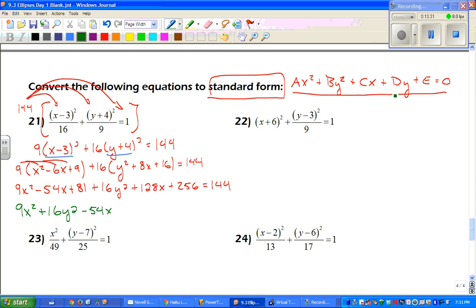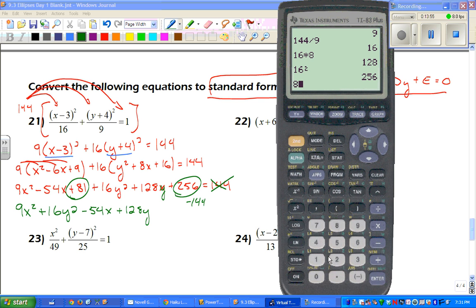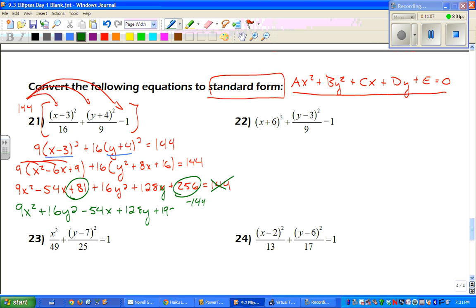Then comes the dy term. So the y term is 128y. This should be a y. And then your e value. So let's take a look at our e value, all of our constants. I have an 81, I have a 256, and I have to bring that 144 to the other side, so I have to subtract 144. So let's figure that out. I have a positive 81 plus 256 minus 144, and that gives me a positive 193. So I have plus 193 equals 0. You are now in standard form.